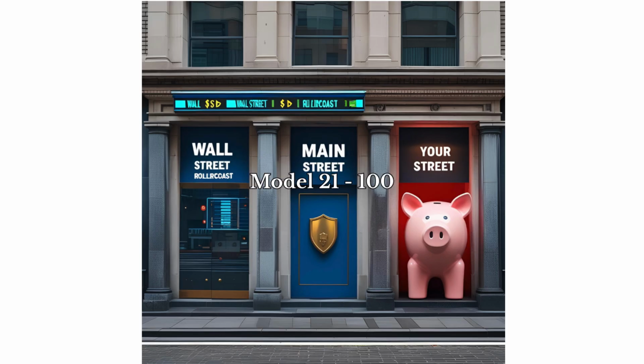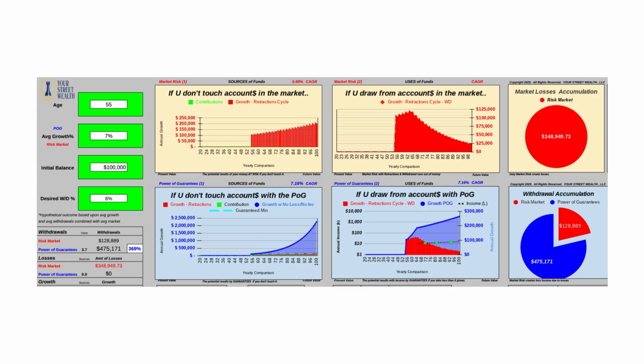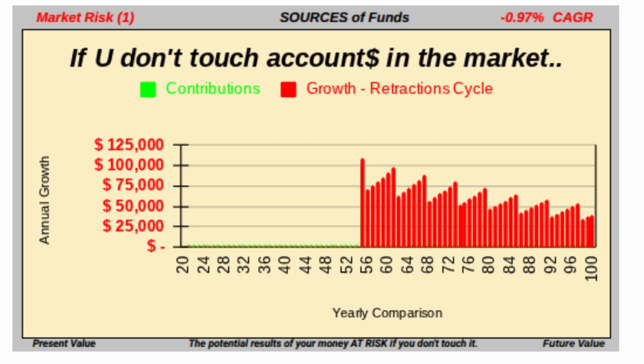You can model this scenario from age 21 to 90 by changing the numbers you desire so that you can see your future and learn from it. If you don't touch your market account in red above sources of funds, which you are likely to hear every time it goes down, don't sell. From age 55 to 100, it will decline to around $35,000 and lost unrecoverable 45 years of time.